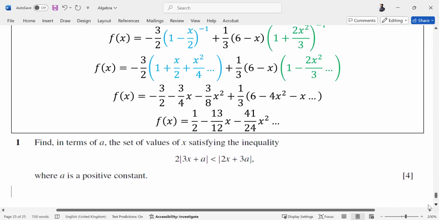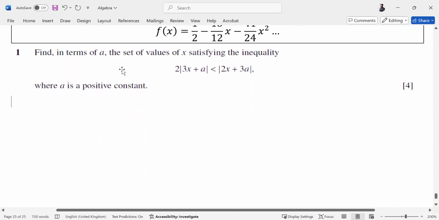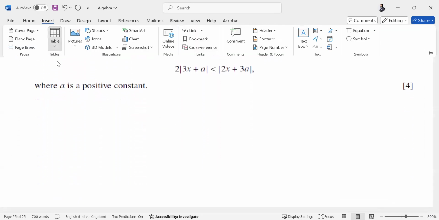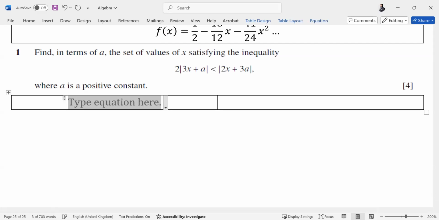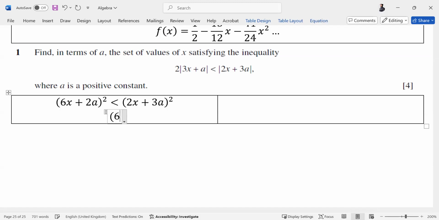Now let's do a question regarding mod inequalities. Yes. क्या करते हैं इसमें, कुछ याद है, भूल गए हो? Very good. We can remove mod by squaring both sides. And once we know we are squaring 6x plus 2a का whole square, 2x plus 3a का whole square. I've told you to use this trick. It will save time. Haven't I?